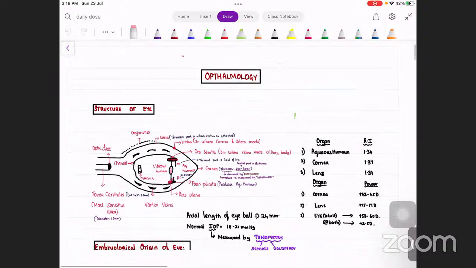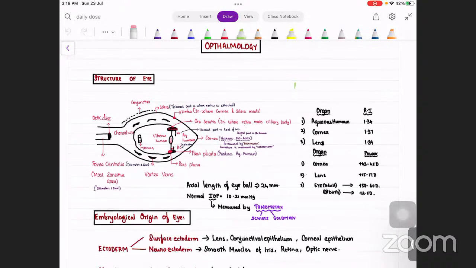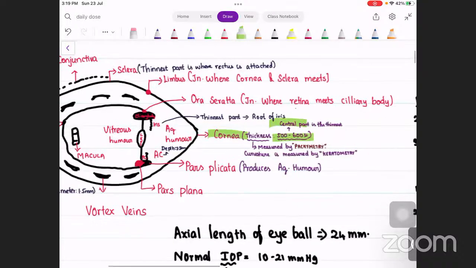Okay, very good. So today we are going to talk about ophthalmology. I don't want to waste much of your time, people. So we proceed with the structure of the eye. The outermost layer is the cornea, where the thickness is 500 to 600 microns, and the thinnest part of the cornea is the central part.